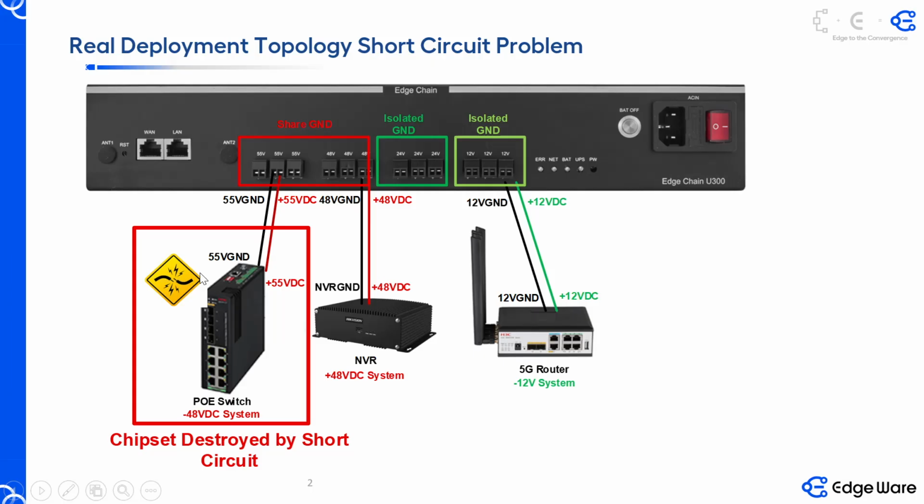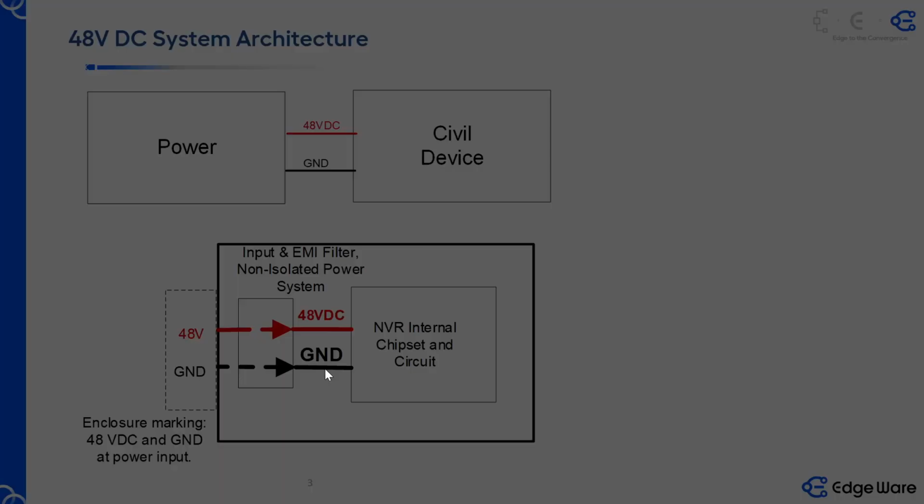then we checked with the provider for the PoE switch, and we found out that it's a negative device, negative 48. And the NVR is obviously positive 48. So this is a clue that caused this problem.